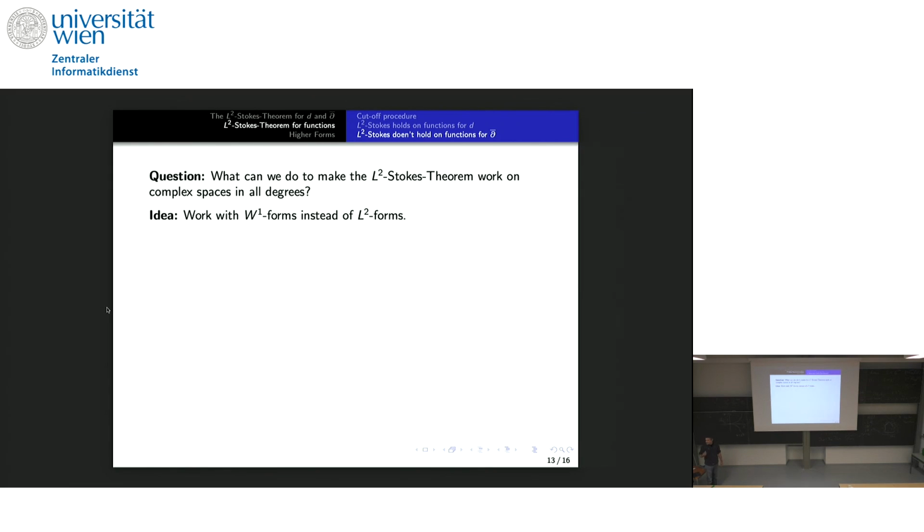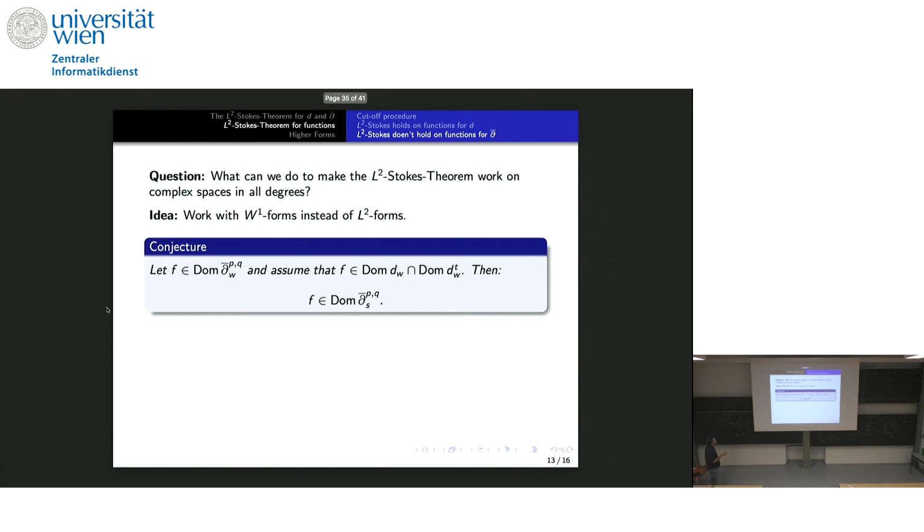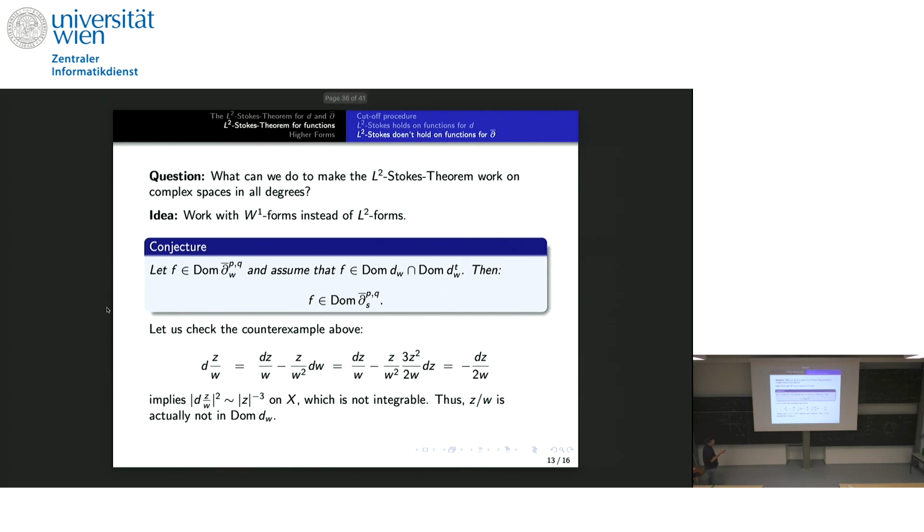If we go to forms of higher degree, one would want something like the d-bar of it is in L2, and the adjoint of the d-bar operator of it is in L2, and maybe one also has to consider other partial derivatives. So what you could be tempted to conjecture is that something is not just in the domain of the d operator, but also in the domain of the adjoint operator, that it's then in the domain of a strong operator. This is something like elliptic regularity in some sense. So let's check the counterexample, maybe.